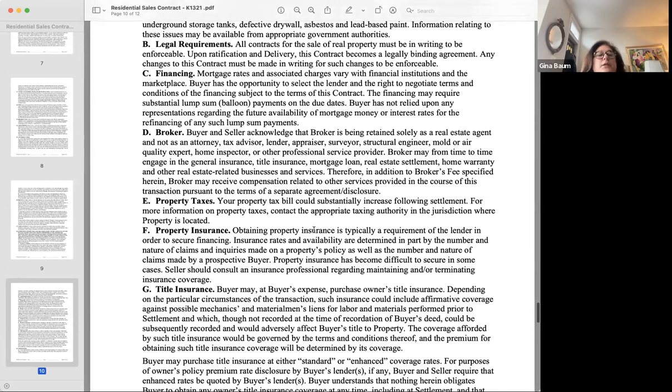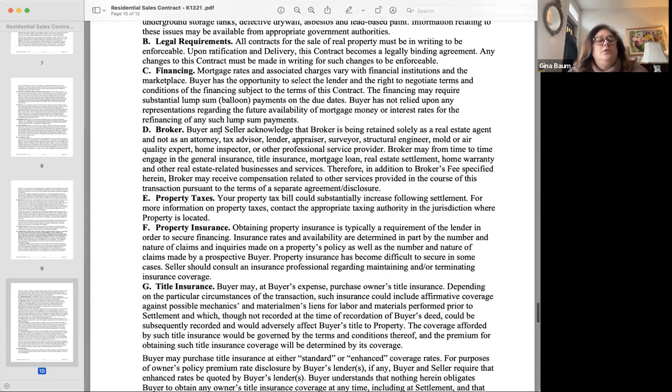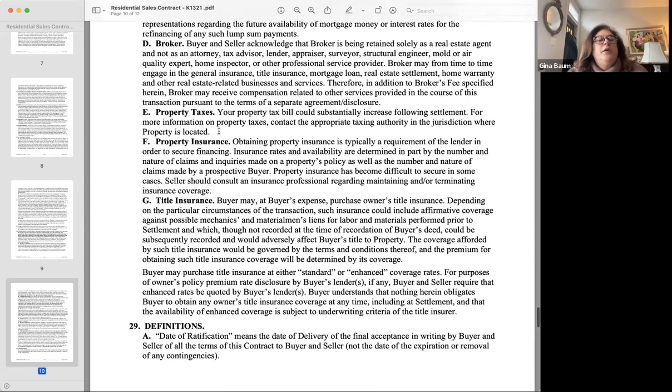All right, B, legal requirements. All contracts for real property must be in writing to be enforceable. We all know that. We had that drilled into our heads during licensing. Financing, mortgage rates, and associated charges vary with financial institutions, so the buyer has the opportunity to select the lender and the right to negotiate the terms and conditions.